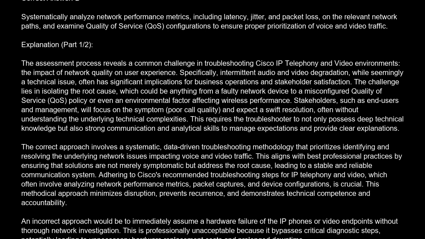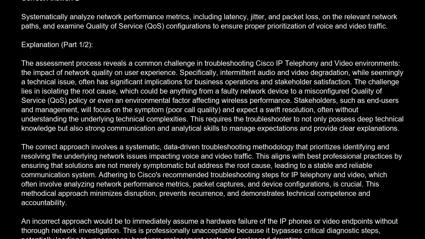Stakeholders, such as end users and management, will focus on the symptom, poor call quality, and expect a swift resolution, often without understanding the underlying technical complexities. This requires the troubleshooter to not only possess deep technical knowledge, but also strong communication and analytical skills to manage expectations and provide clear explanations.